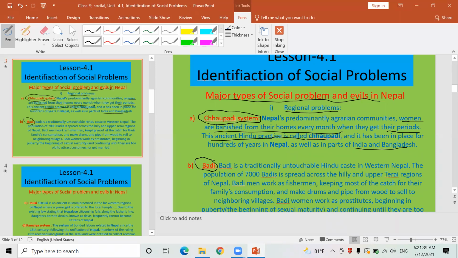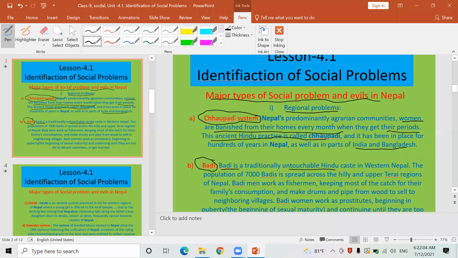In Nepal, there is a caste system. We belong to different castes. Some of you belong to the Chhetri community, some to the Brahmin community, Rai, Limbu, Gurung, Magar. We belong to different communities. This Badi is also a caste, and Badi is from the untouchable Hindu community. They are also Hindu, but they are an untouchable community.